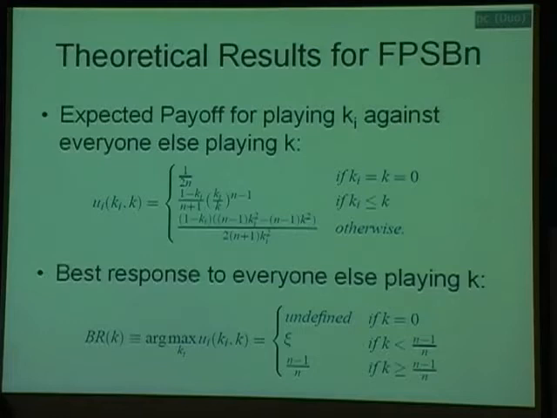Okay, maximizing that with respect to k sub I gives us a closed form expression for the best response, my best response if you're all playing k, where that C is an expression of n and k. Anyone want to guess what that looks like? It starts with a cube root of n.